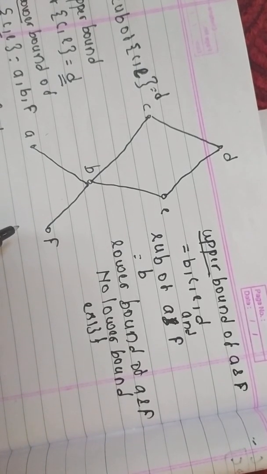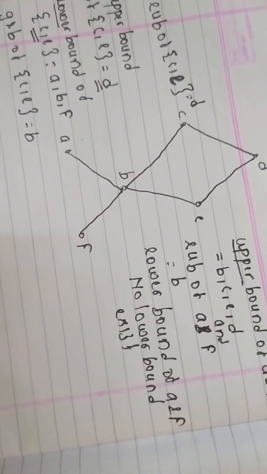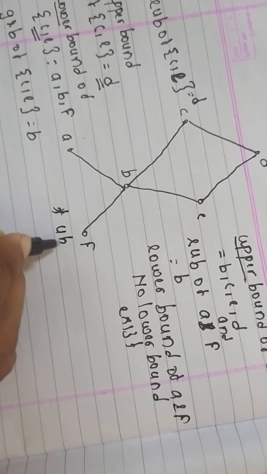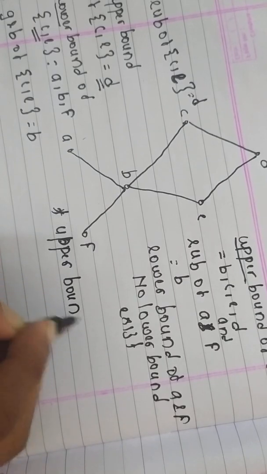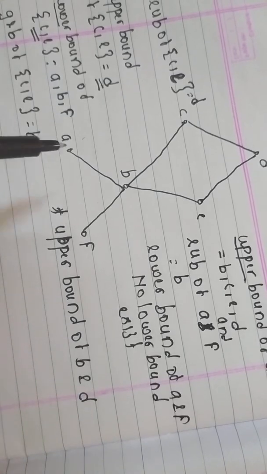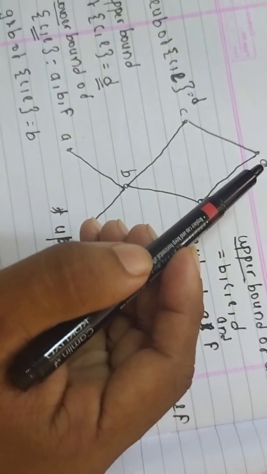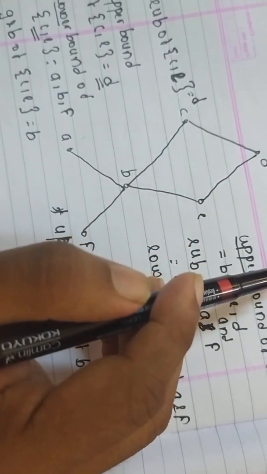Okay. Now the next example we'll take: if you want to find the upper bound of B and D. Where is B? This is B and this is D. So if you want to find the upper bound of B and D, then what do we need to find?